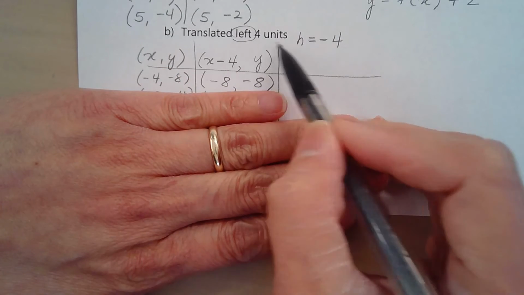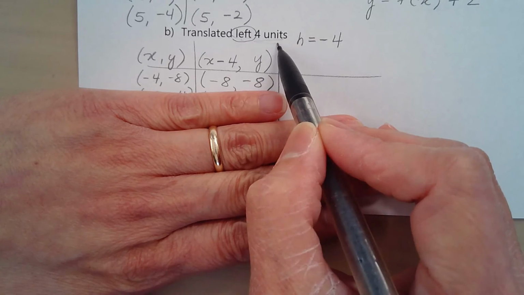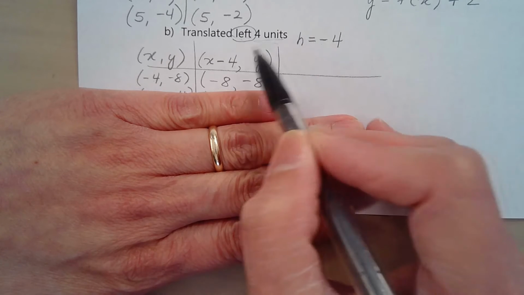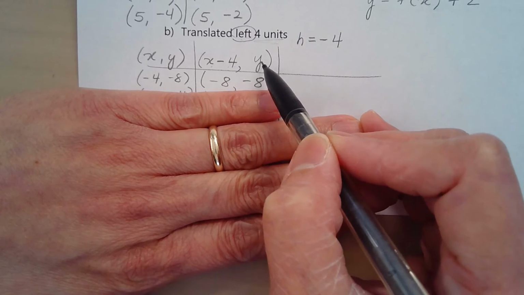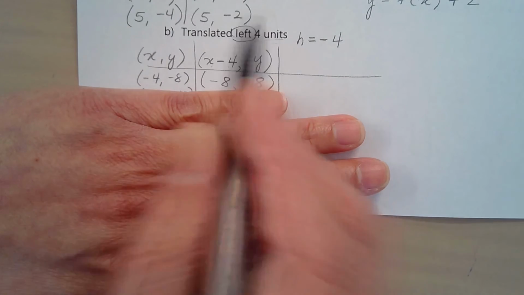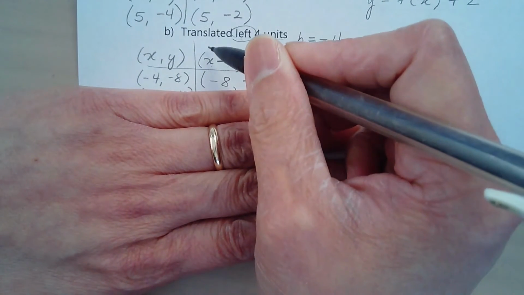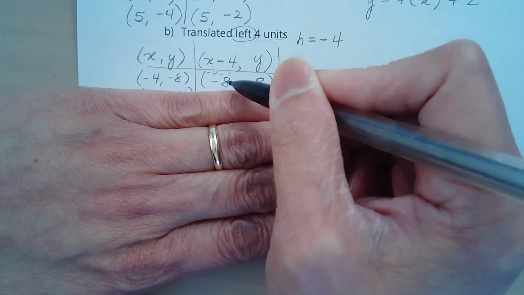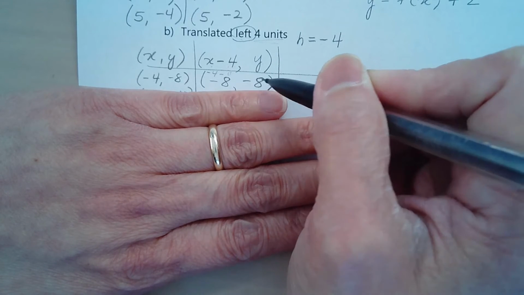Because it's a left movement, or translation, affecting the x, h is -4, so it's going to be x minus 4. You're okay with that one? And the y, nothing is changed there, so it's just that. So if x is -4, you put -4 here. -4 minus 4 will give us -8, and then -8 stays the same.